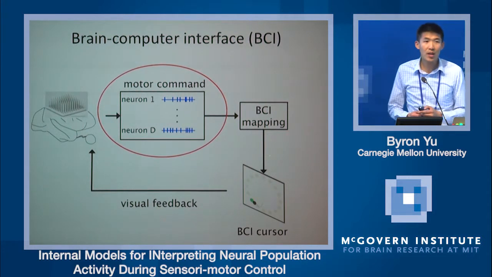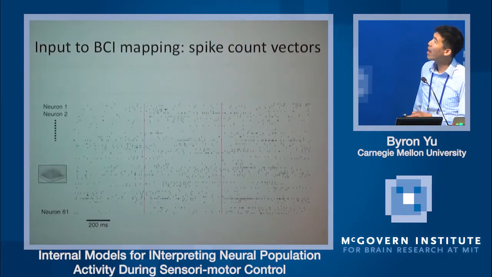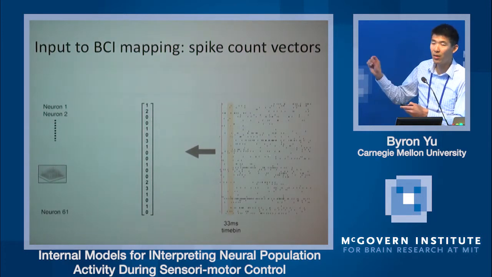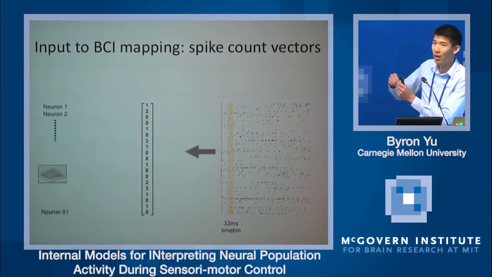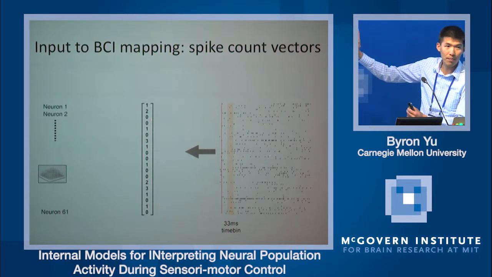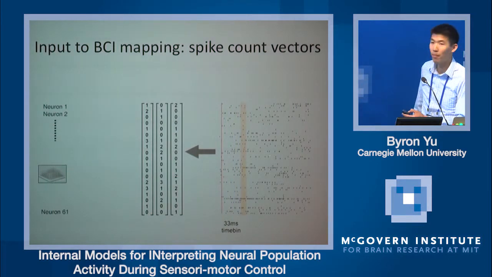Okay, so just to give you one more layer of detail on what it is that we're sending into the BCI mapping. What we have is recording from many neurons at the same time. Each of these tick marks is a spike. And we're looking at the activity across all the neurons that are being recorded and taking a spike count for each of the neurons in this 33 millisecond bin. That's the control signal that the animal is sending at this particular time step. And then at the next time step, it sends another vector, another control signal, et cetera, et cetera.